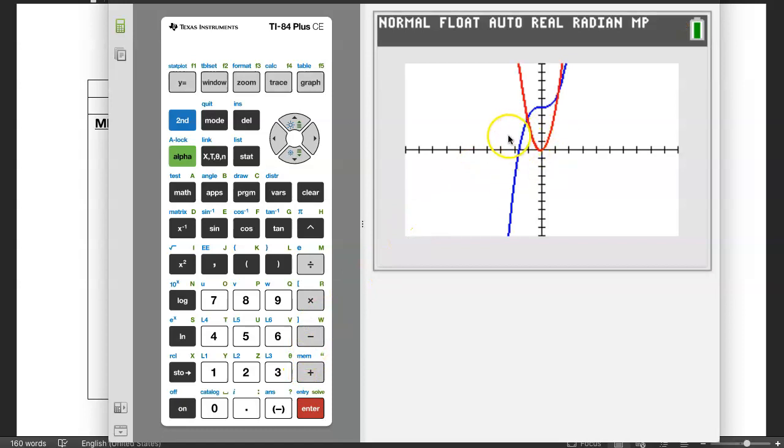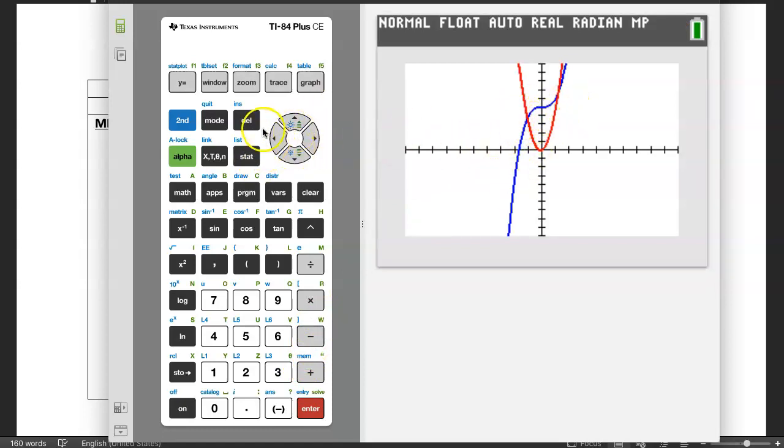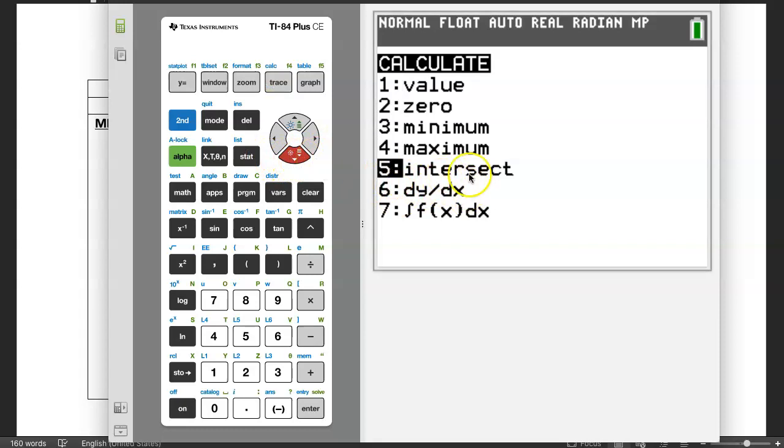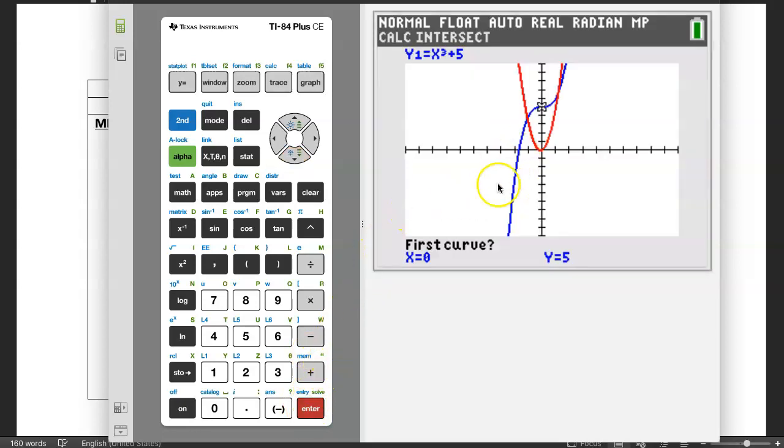And here we have our two graphs. It looks like we have two intersects here, but how do we figure out what these are? To do that, we go into our calculate menu. Right above the trace button, we have calc. If we hit second trace, we get into this calculate menu, and the fifth item here is intersect, where these two graphs intersect. So if we hit enter on that, this is what we're going to use.